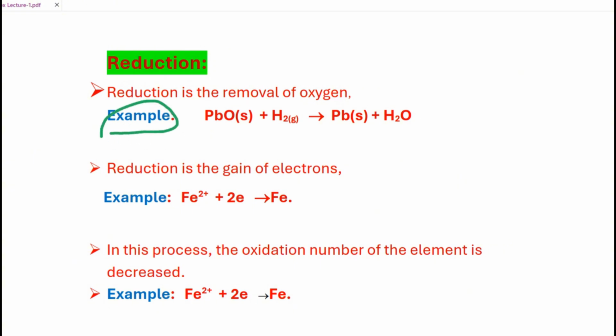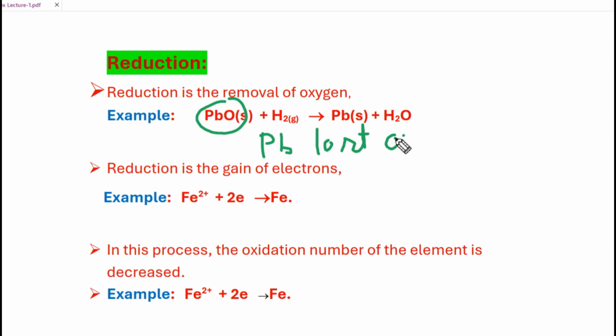Here lead oxide goes to lead, that means oxygen is lost, minus oxygen, lead is produced. So here lead oxide is reduced, reduction occurs because lead oxide lost oxygen. So this is reduction.